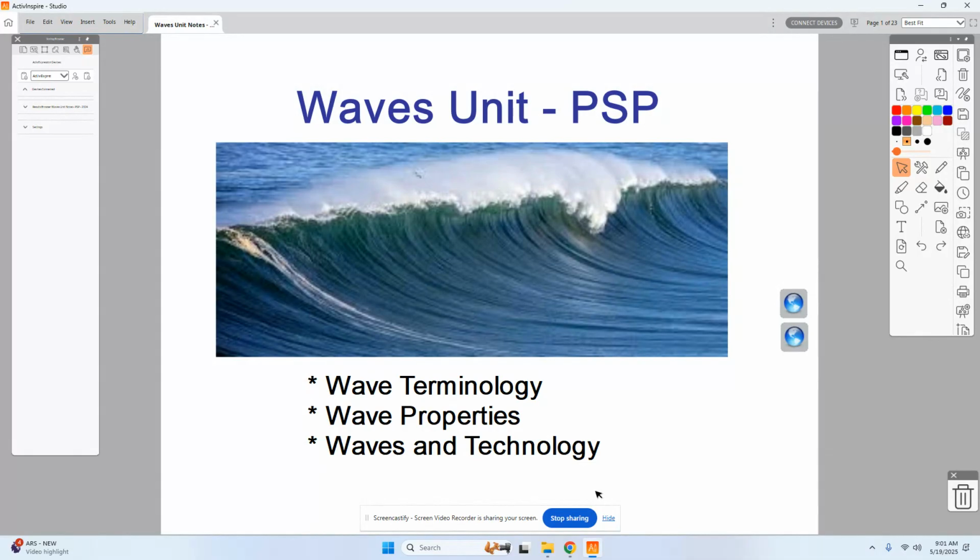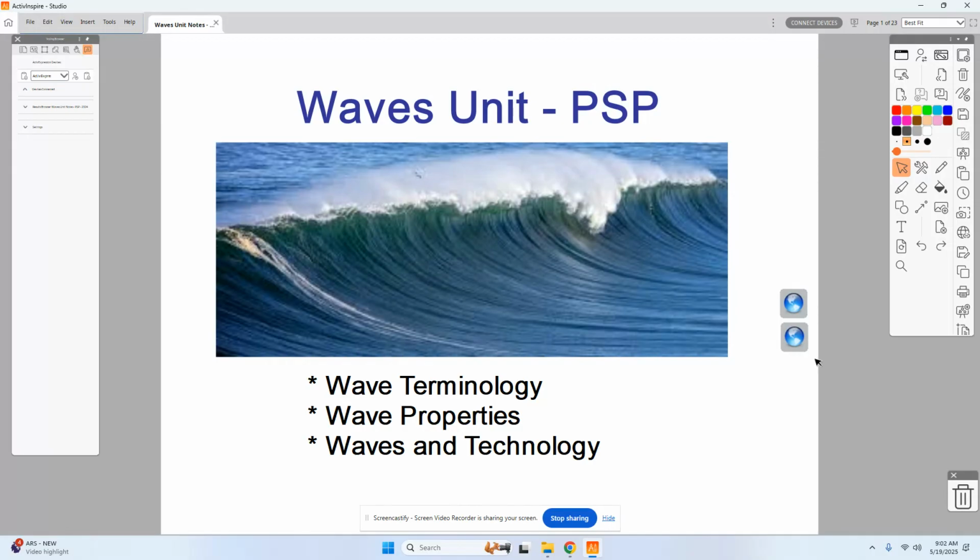Okay, our last topic is on waves. It's our last unit. And so you'll see in that exam review, the last page or two is reserved for wave-related stuff. Wave terminology, wave properties, waves and technology is what this is going to be about. This is not the same as your math classes where you learn how to do sines and cosine graphs and things like that. This is more about physical waves.